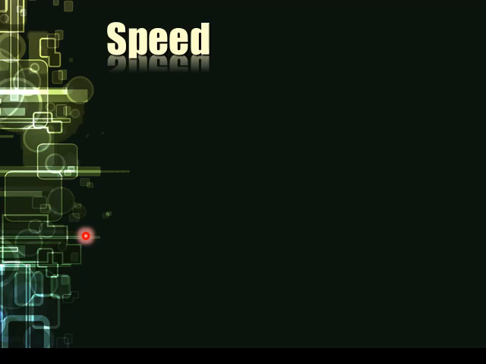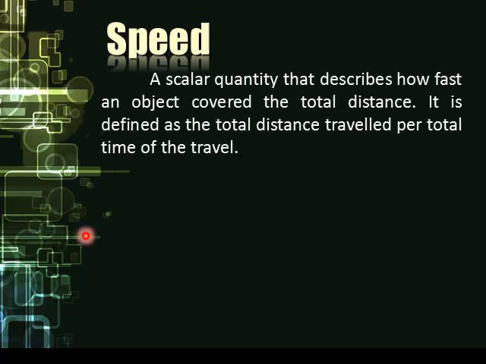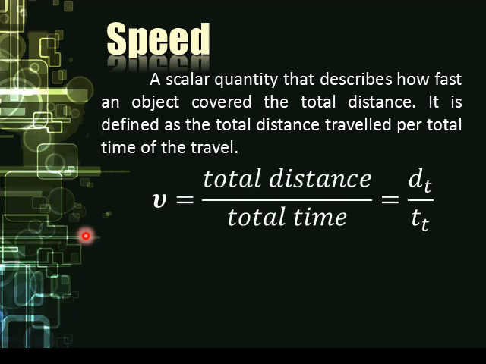Okay, so this time let's have speed. So speed is a scalar quantity that describes how fast an object covers the distance. So it is defined as the total distance traveled per total time of travel. So in equation, we have this: the total distance divided by total time.